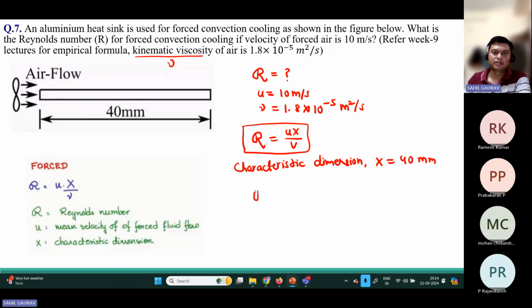Now we will put in all these values: 10 meter per second, and x is 40 mm. The kinematic viscosity of air is given as 1.8 into 10 to the power minus 5 meter square per second. So this will provide you 22 point something into 10 to the power 3, which is the correct answer.